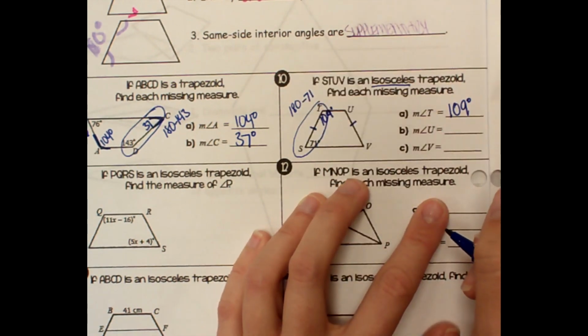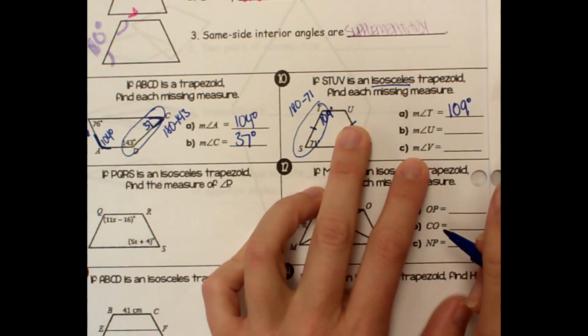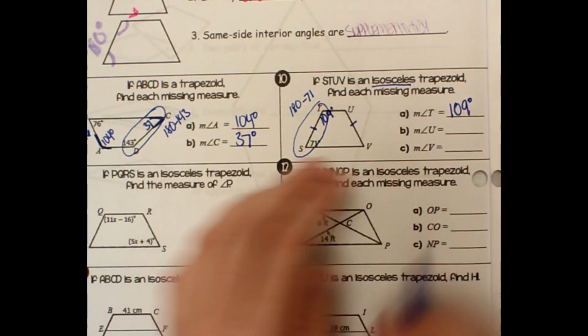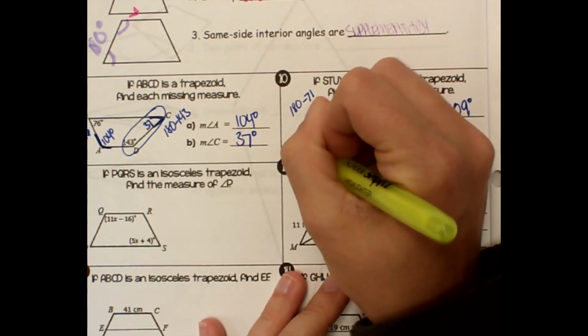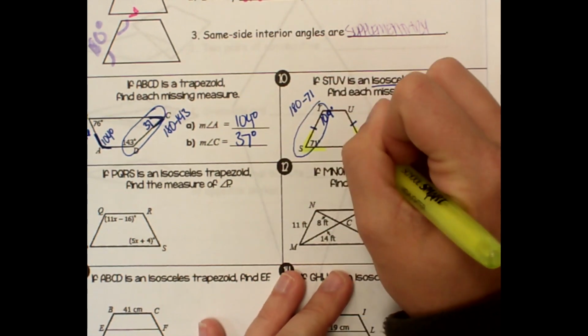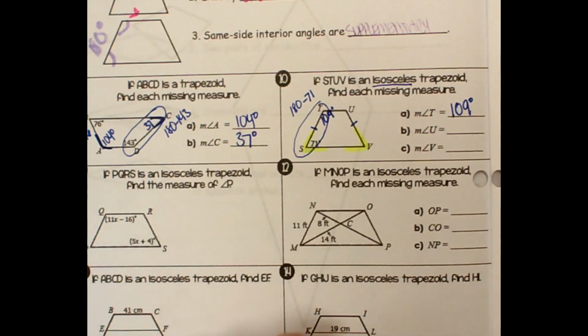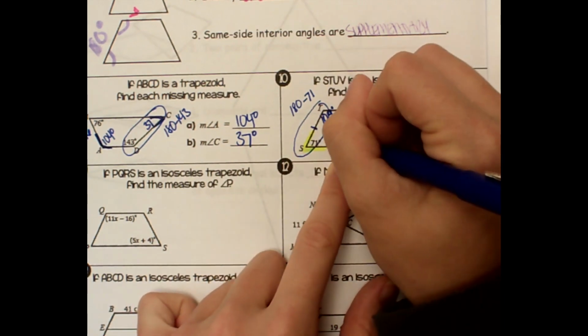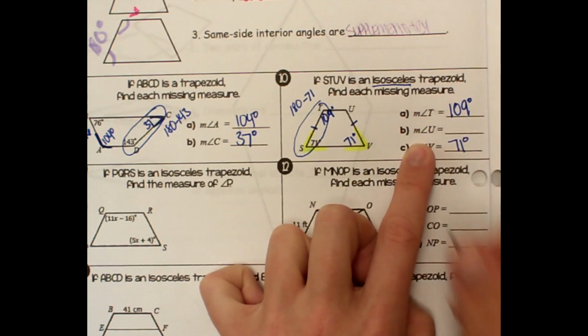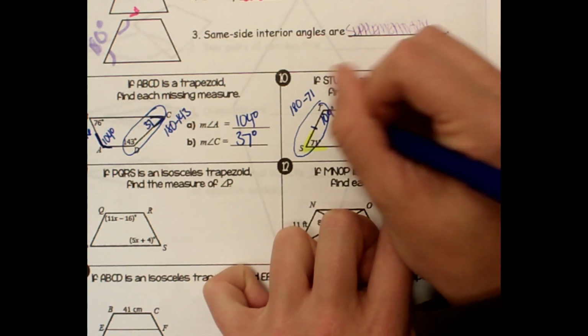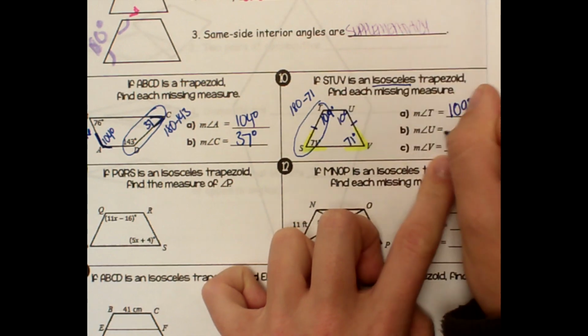Angle U, we're not really sure about just yet, even though I could tell you. Let's go to angle V. If we have an isosceles trapezoid, that means that our base angles are the same. So if angle S is 71, then angle V is 71. And if we know angle V is 71, now we can find U. It would end up being the same up here.